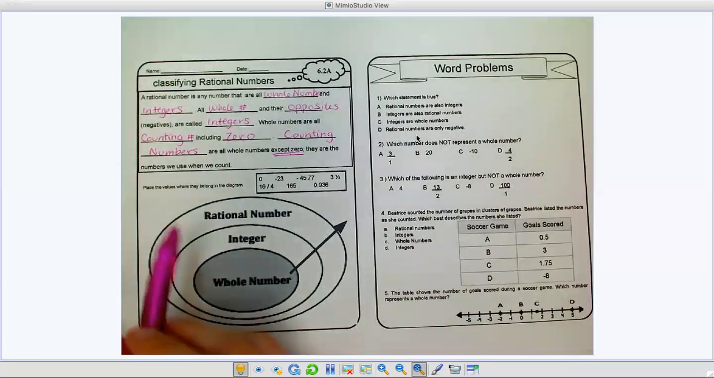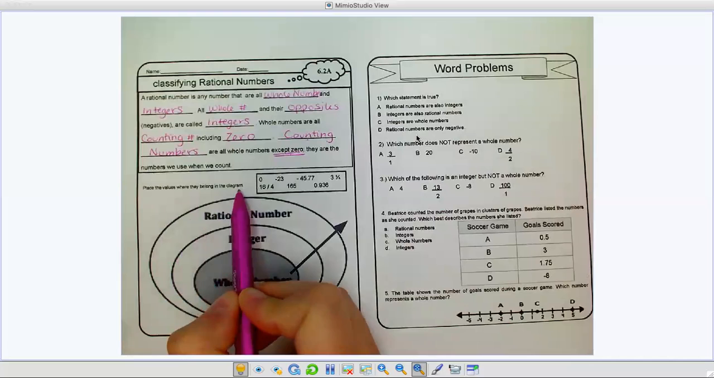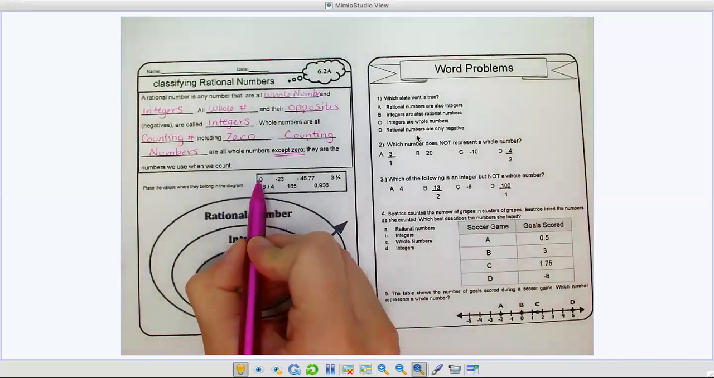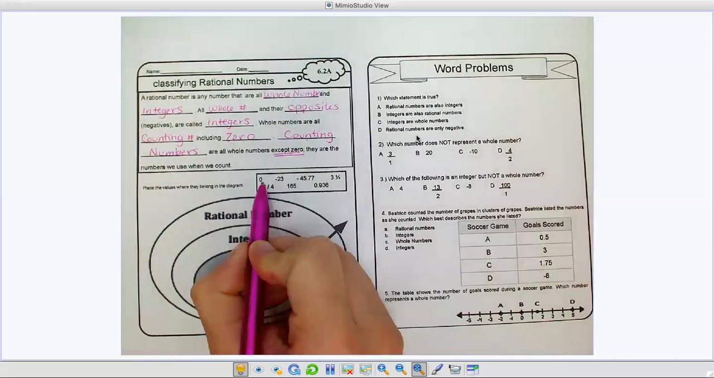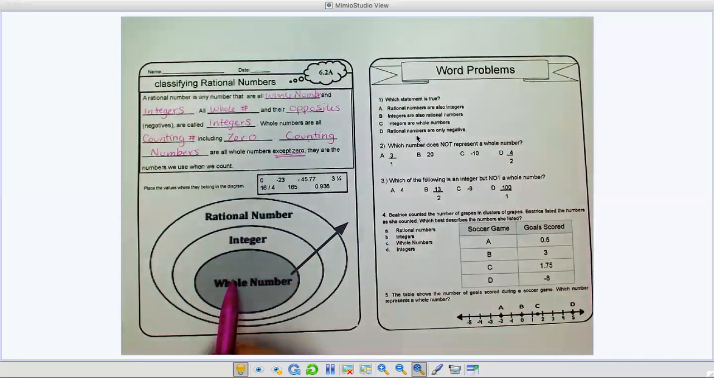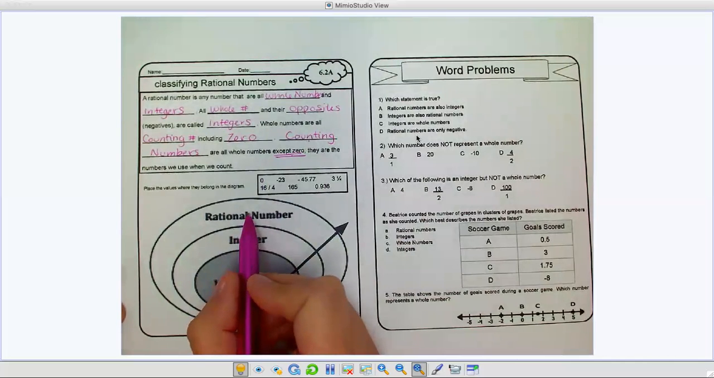So our directions say place the values where they belong in the diagram. So we have these numbers. I'm gonna start with the top row, work my way across, then move down, okay? So I'm given the number 0. Well, I have the options of rational, integer, and whole number. I wanna put it in the smallest circle that it can belong into. So let's start at the top, rational number. All numbers are rational, so it can go into the circle, but let's see if it can go into a smaller one.